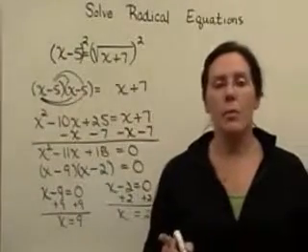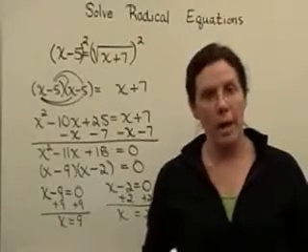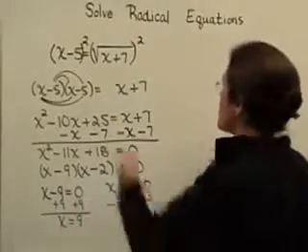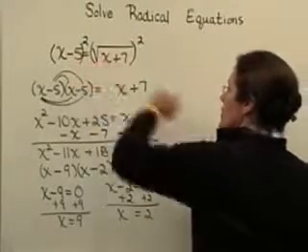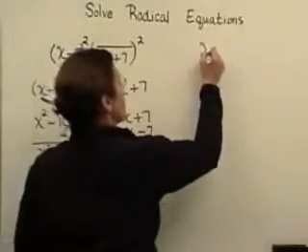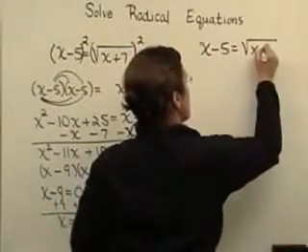Now, I have to go back and check these solutions. I've got to see that they both work, because very frequently you're going to find that solutions to radical equations do not check. So let's check the 9 first. I'm going to go into the original equation, which is x minus 5 equals the square root of x plus 7. I'm going to write that up here. x minus 5 equals the square root of x plus 7.